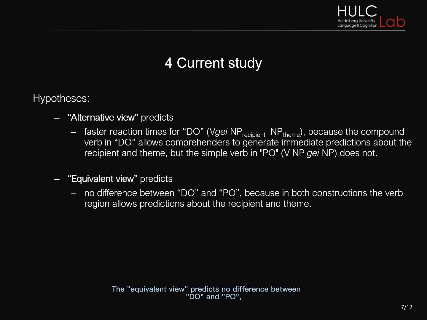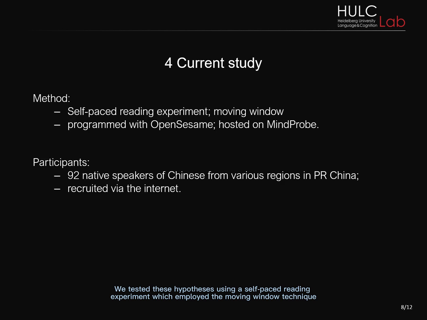The equivalent view predicts no difference between DO and PO, because in DO as well as in PO constructions, the verb region allows predictions about the recipient and theme. We tested this hypothesis using a self-paced reading experiment which employed the moving window technique.